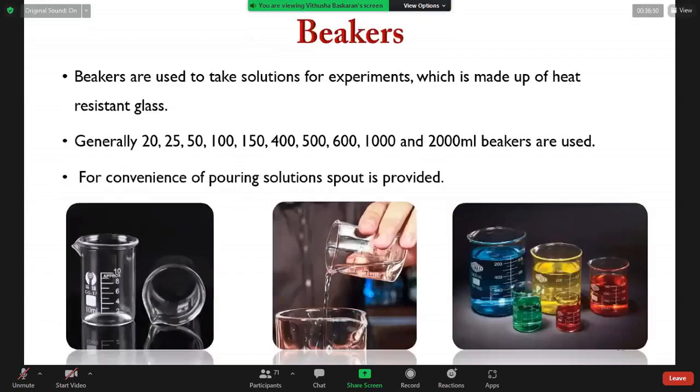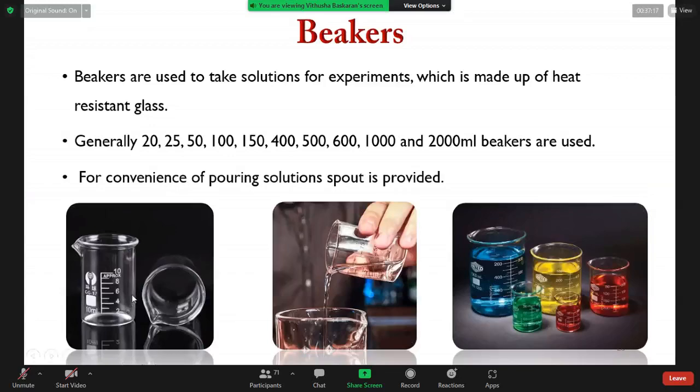And in case of beakers, these are used to take the solutions for the experiment. Okay, and it's also made up of heat-resistant glass. So for low temperature heating, you can use beakers. And several capacities of beakers are there, like 100, 150, 500, 1000 to 2000. Like this, several capacities of beakers are there.